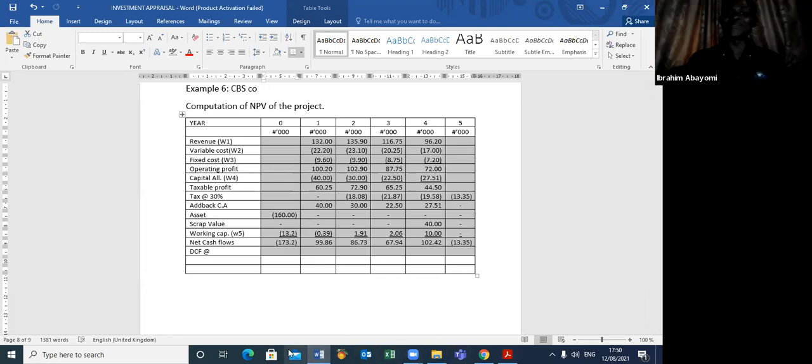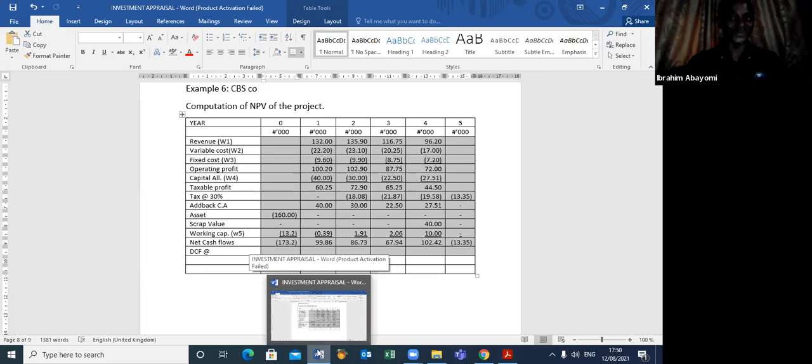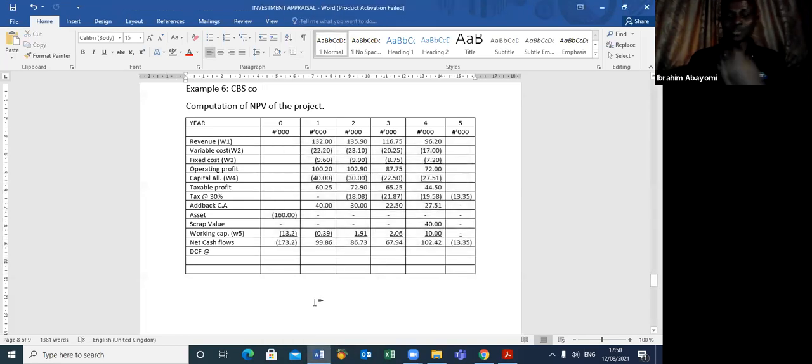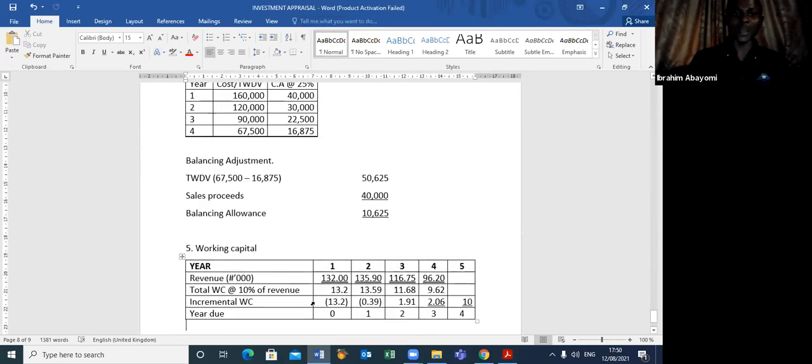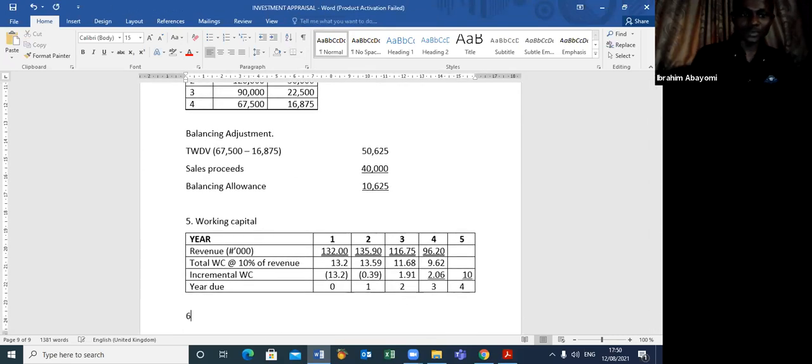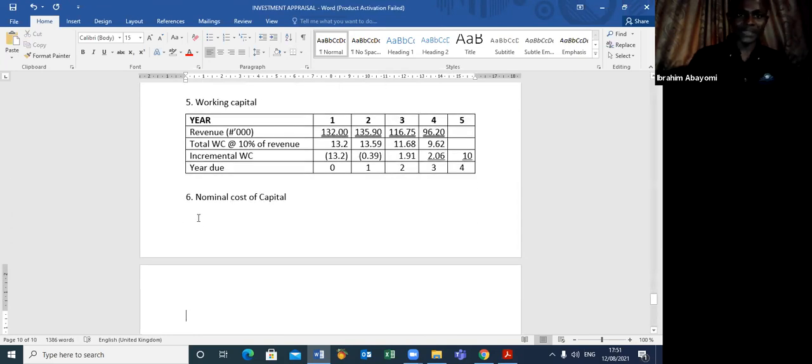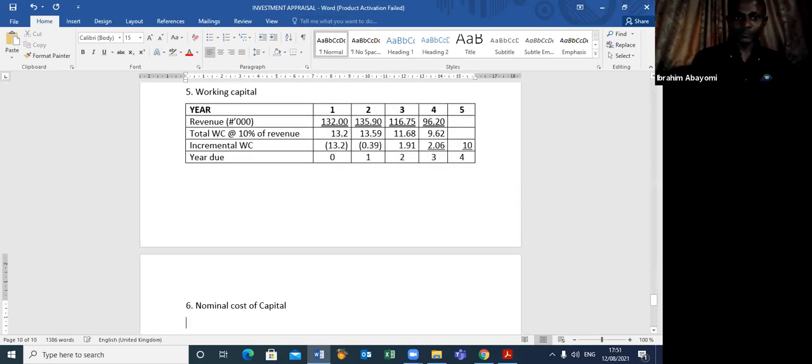Good. You can see why I always like to ask you questions, so that if you answer those questions, it will be part of you. So let's go and convert. We need to compute nominal cost of capital. The real cost of capital is equal to 7.7%.